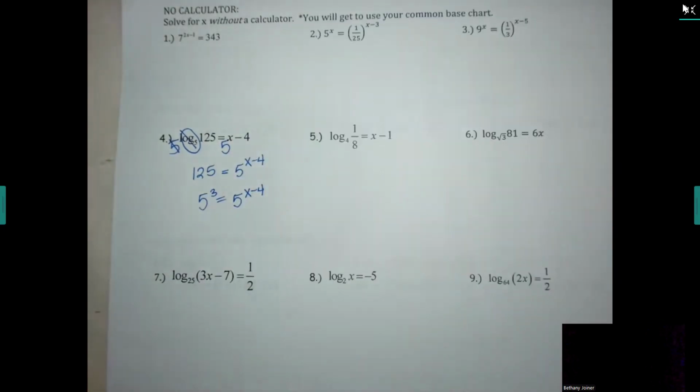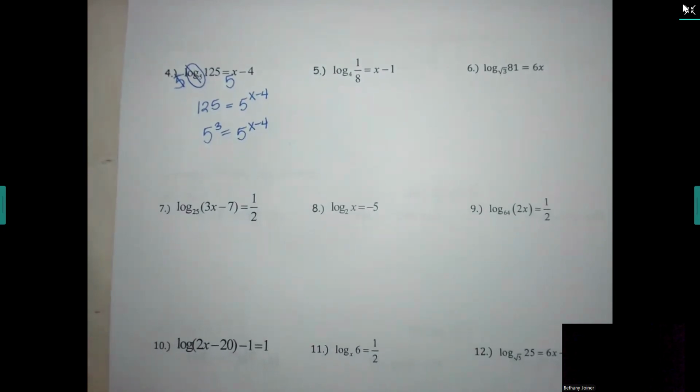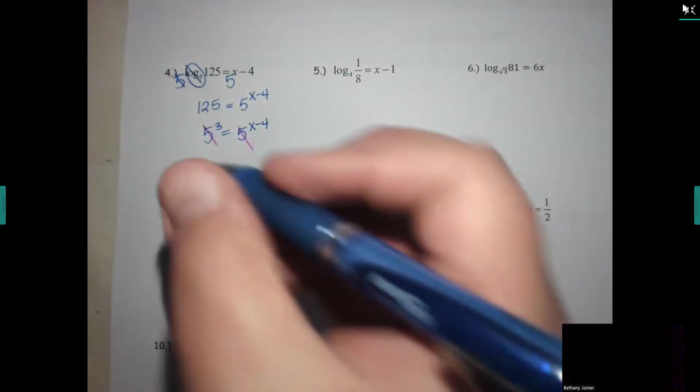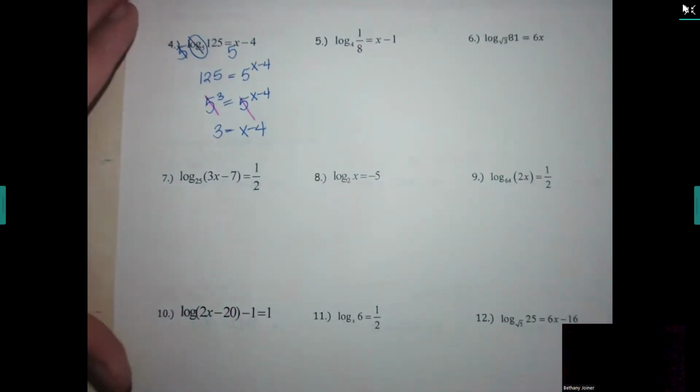Okay, 5 to the x minus 4. Okay, and then from there, we're going to cross our 5s out and solve. So we would have 3 equal to x minus 4. Do we know what to do from there? Add the 4 across. Very good. Okay, so 3 plus 4, that would give us x equals 7.